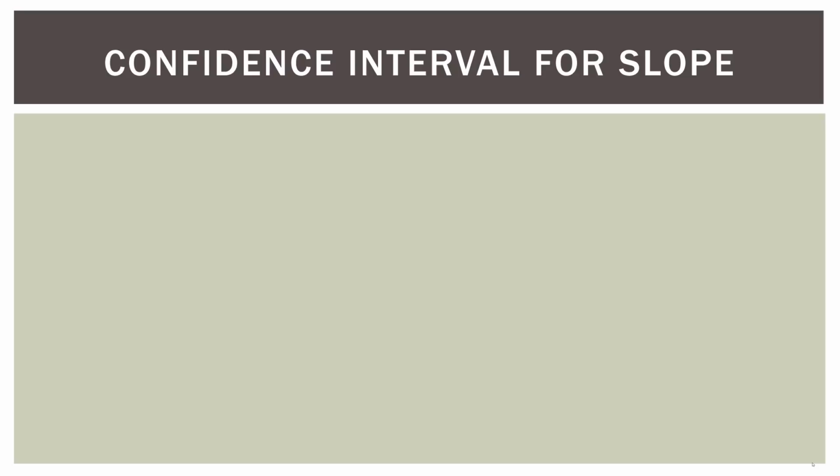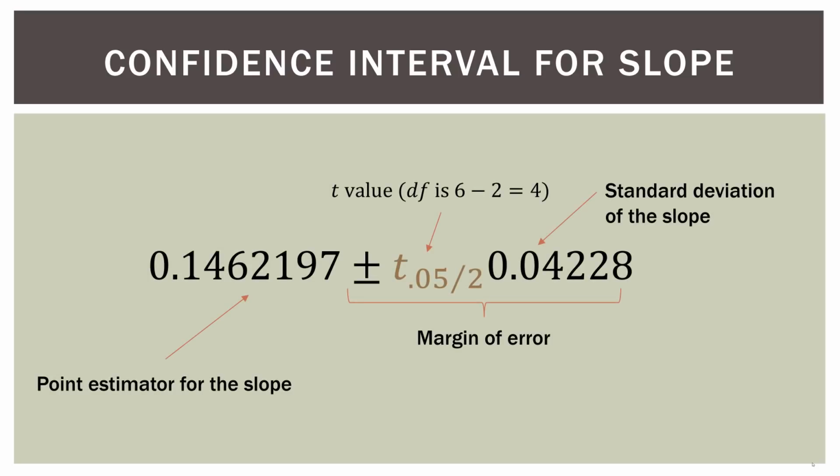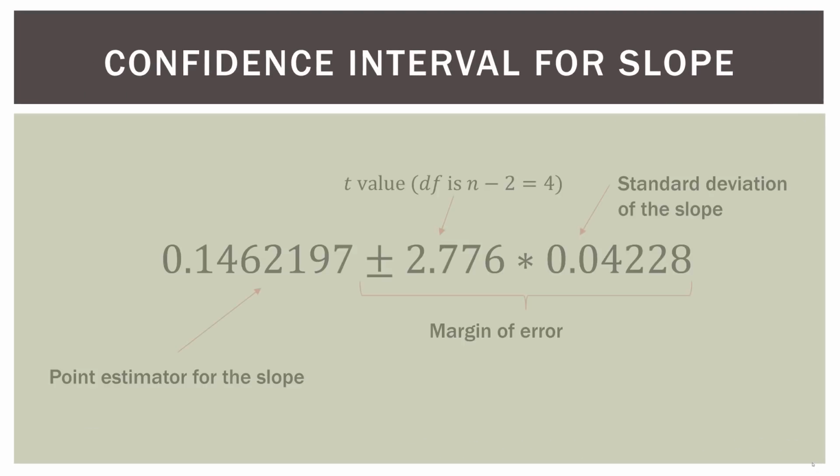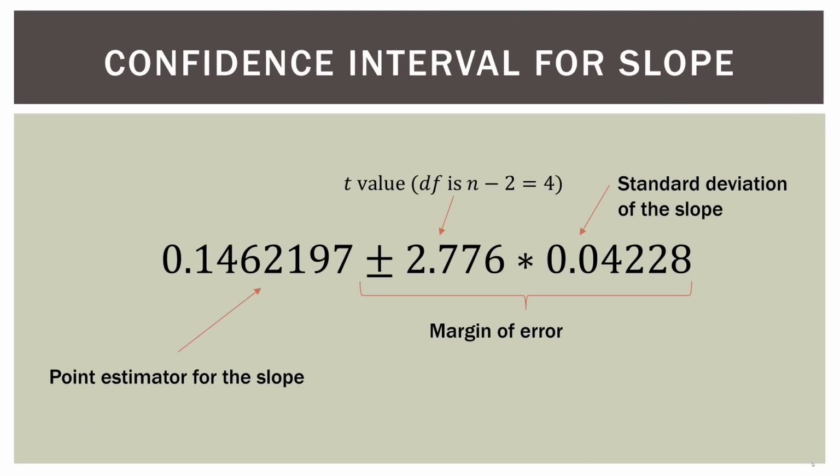So what about the confidence interval for the slope? Now we have everything we need. We have the point estimator for the slope, which came from our regression line. We have the standard deviation of the slope we just did in the previous slide, that SB sub 1. And now we need the t value to finish our confidence interval, the margin of error. That's easy because it just comes from the back of your stats book, or you can do it in Excel, I guess, or online. It's the t distribution with 4 degrees of freedom. So we find that, and it's 2.776. Now we just do some math. Very easy.